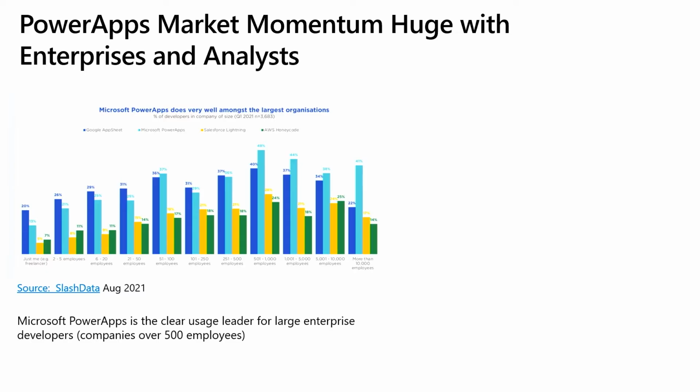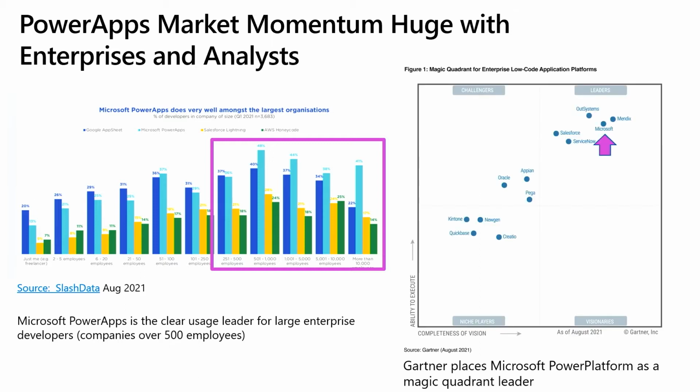That's true, Michael. In the same study from SlashData from last August, it shows that Microsoft PowerApps is the clear leader for large enterprises. Once you get over 500 users within the organization, you see that Microsoft and the Power Platform has a larger share over Google. And that's because of the interoperability between all of the Microsoft applications and the way that it works with your general infrastructure. Okay. And also, the analyst community has shown that Microsoft PowerApps and the Power Platform is a Magic Quadrant leader.